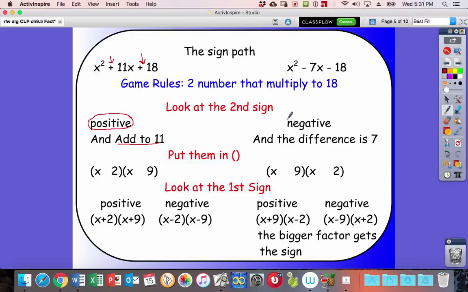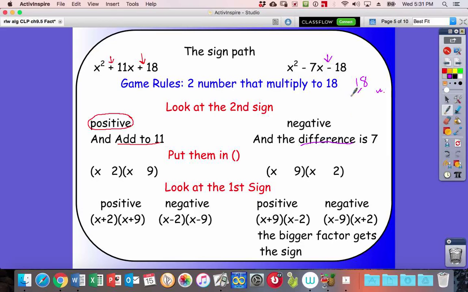Okay, now I'm going to change pen colors. I'm going to go with purple here. What happens if I see a trinomial like this, and the second sign is negative? If it's negative, I'm going to find two numbers that multiply to 18 whose difference is 7.